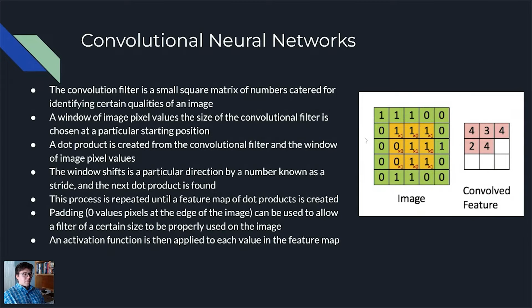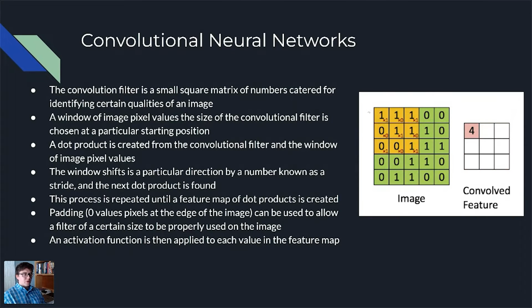A window of pixel intensities is selected, and a dot product is found between that and the convolutional filter, and those dot products create what is called a feature map. You can see the way the convolutional filter works. It moves in what is called a stride across the image and creates a feature map from that using the dot products.